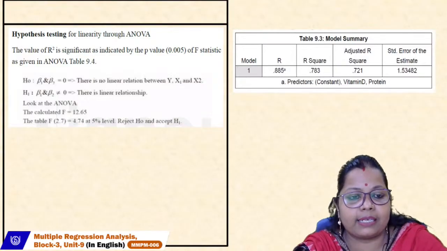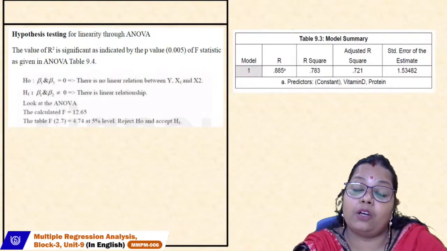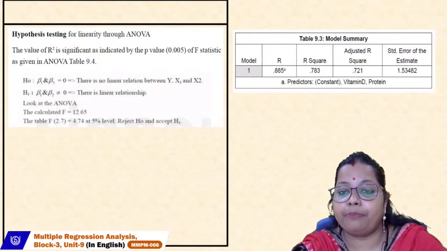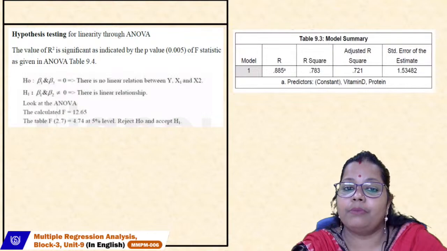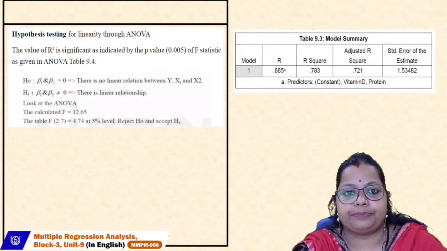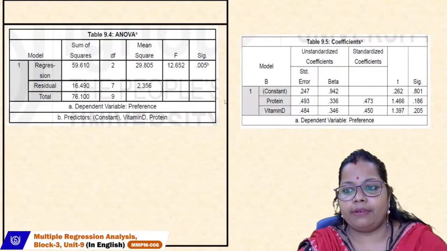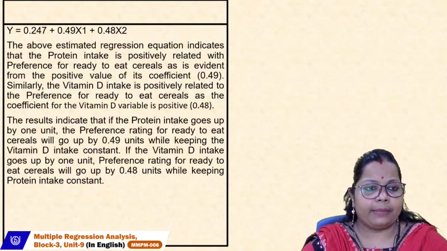So here in this particular case, we are accepting H1, the alternative hypothesis, by concluding that there is a linear relationship between the dependent variable Y, preference, and the two independent variables X1 and X2, which are nothing but vitamin D and protein intake. We can conclude in that way. This illustration has been given here. You can see clearly 12.5652 is the calculated value of F, and the tabulated value we have collected from the table.